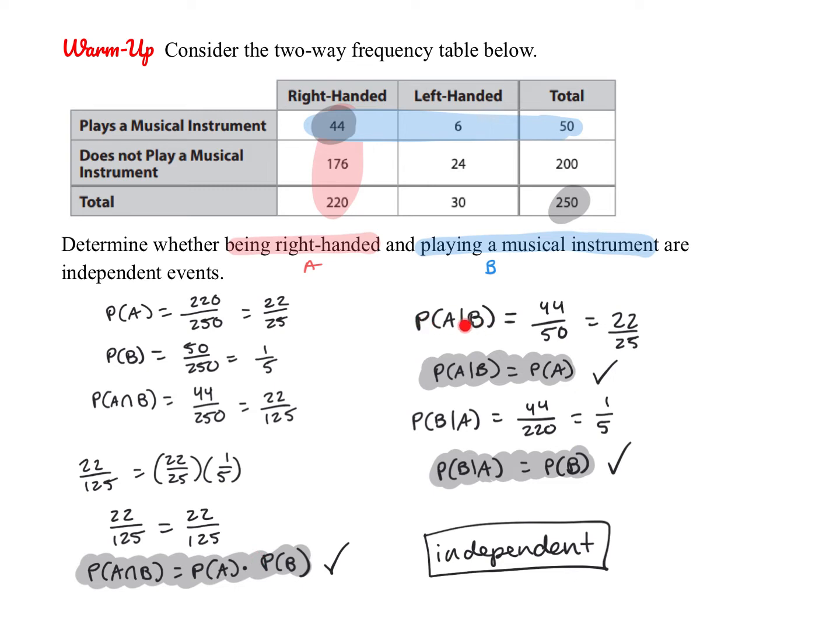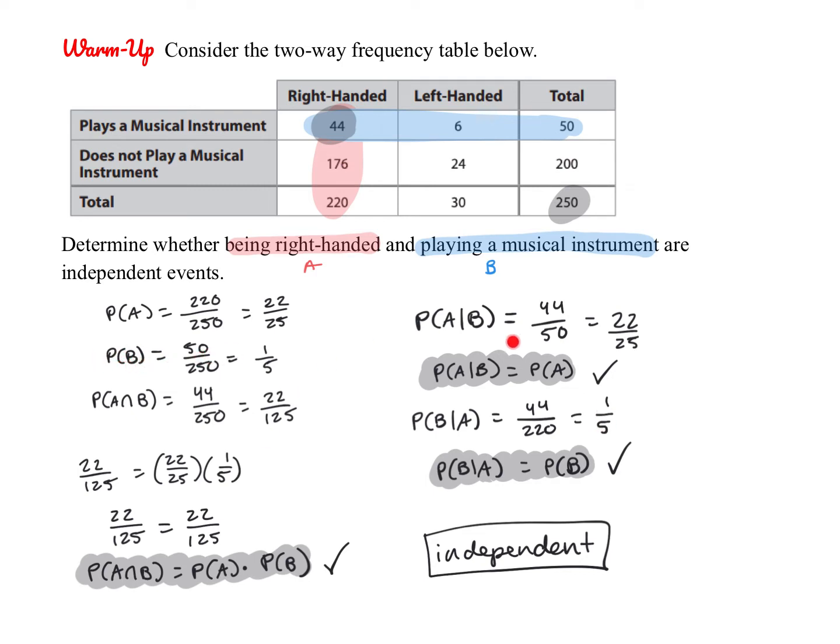Or you could find the conditional probabilities. So the probability of A given B, so again, the condition is that they play a musical instrument. So it's 44 over 50, and that is the same as just the probability of A, right? 22 over 25 is equal to 22 over 25. Or you could find the probability of B given A. So in this case, being right-handed is the condition, and so it's 44 out of 220, which is 1/5, which is the same as just the probability of B.